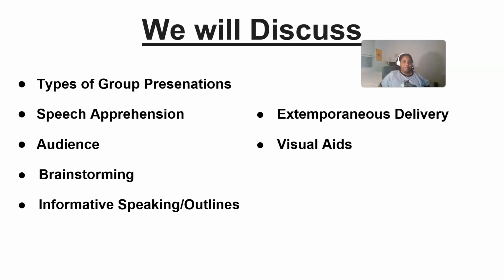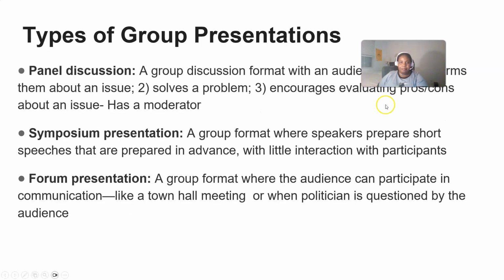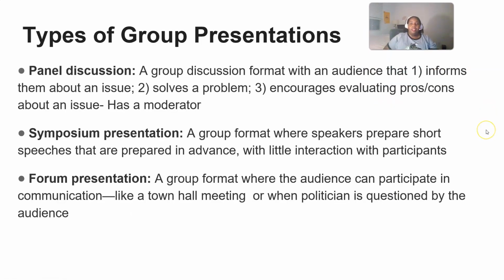So we'll discuss different types of group presentations, speech apprehension, considerations for the audience, brainstorming, outlining, delivery, and visual aids. We're familiar with public speaking in regards to one person speaking in front of an audience. You might have taken a public speaking course yourself. Now we're going to expand what you've learned in those contexts and other presentations you've done in a small group communication context. Now we have three different ways that groups give presentations to others.